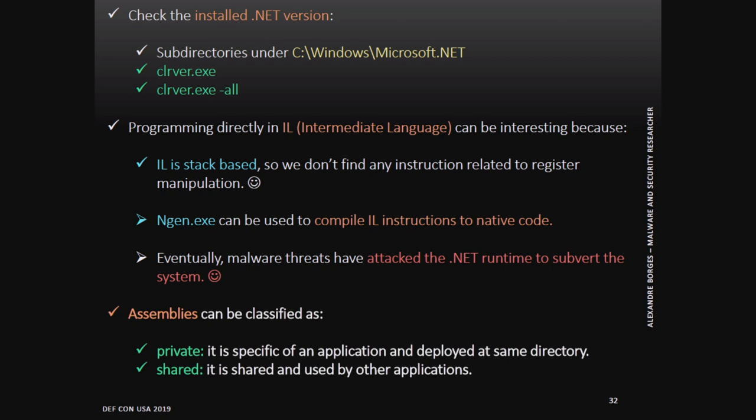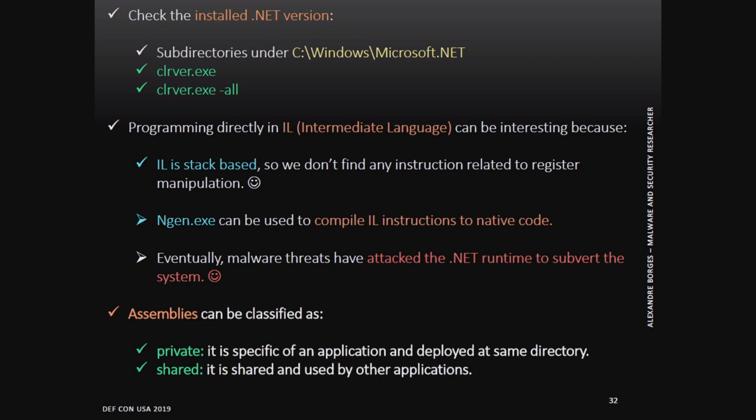Intermediate language in .NET is a kind of assembly language based on a stack. So you see several instructions. Load something onto the stack or pop something from the stack. You see a very usual application or tool named ngen. Ngen is an executable to compile intermediate language code into native code. It's so easy to do that. But in the last 3 years, I've seen several malwares trying to attack the .NET framework.